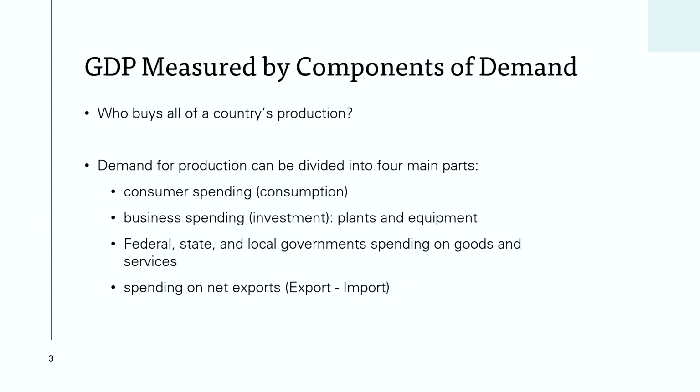Consumption includes spending by households on goods and services. Investment refers to spending by businesses on plant, equipment, and inventories, not financial investment like stocks. Government spending is federal, state, and local government spending on goods and services. The last component is net export, which equals export minus import.